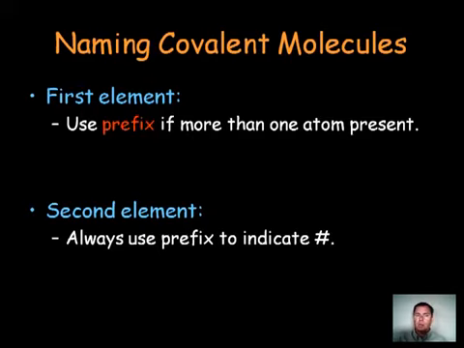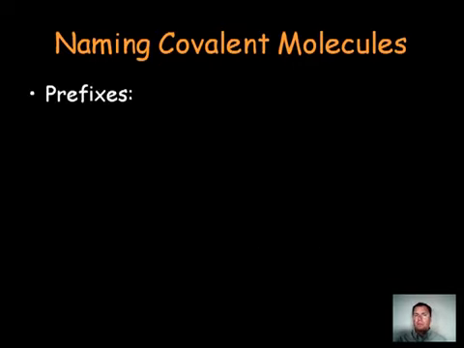Okay, real simple. Carbon dioxide, this tells me it's one carbon, two oxygens. Okay, carbon monoxide, one carbon, one oxygen. Okay, and then you put an ide on its end. Okay, carbon dioxide, carbon monoxide. Real simple. But you do need to know the prefixes.